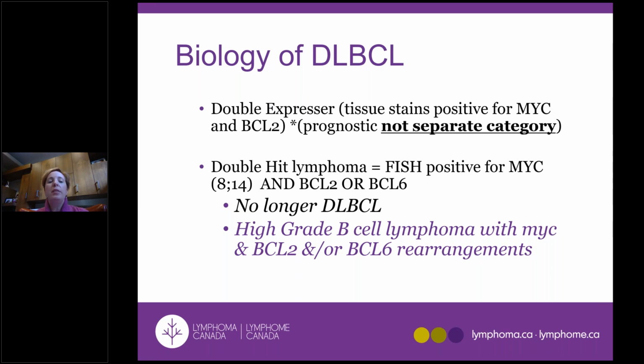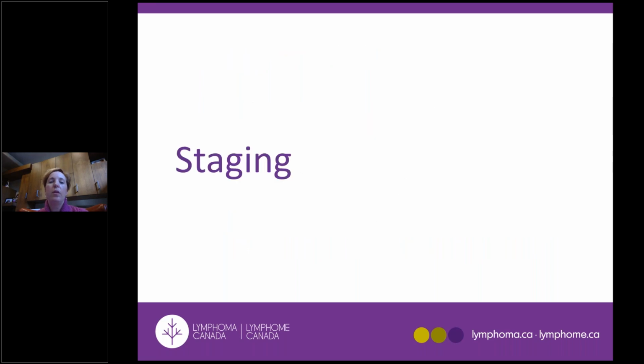Whereas if these things are both positive on FISH, we call that double hit lymphoma, and this is no longer classified as DLBCL, has been given its own classification called a high-grade B-cell lymphoma with MYC and BCL2 and/or BCL6 because it needs to be treated more aggressively. Going to move on to staging, and then we'll come back to talking about some of those biology features when we talk about the treatment of DLBCL.